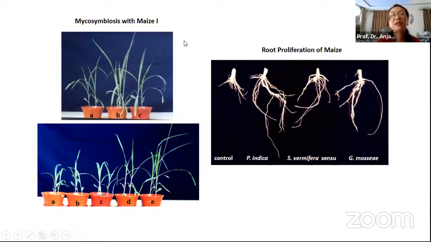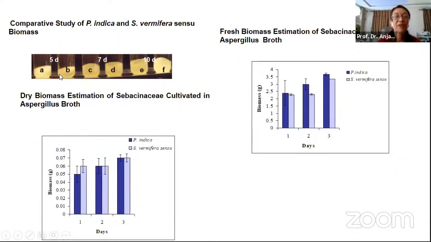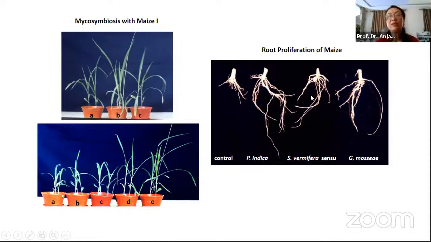And when mycorrhiza is being used, here we say it is the Piriformospora indica. This is the control. A is the control with the Zea maize only, without any mycorrhization. And B in the middle is the Piriformospora indica being added, and C is the Sebacina vermifera. So both of the mycorrhiza show good proliferation of the plants. And similarly in the rooting system, when we have taken the rooting system of the maize plants, you can see that in the control plant the rooting system is very poor.